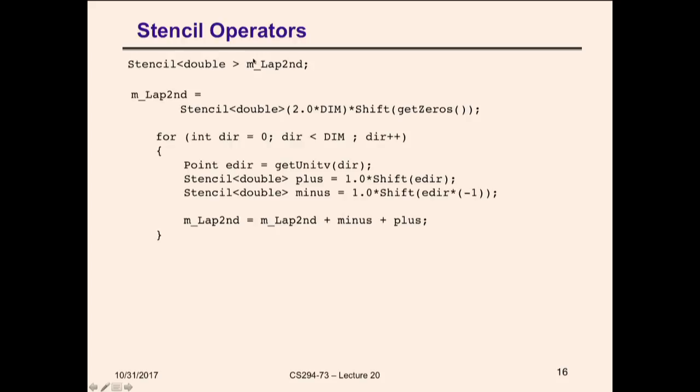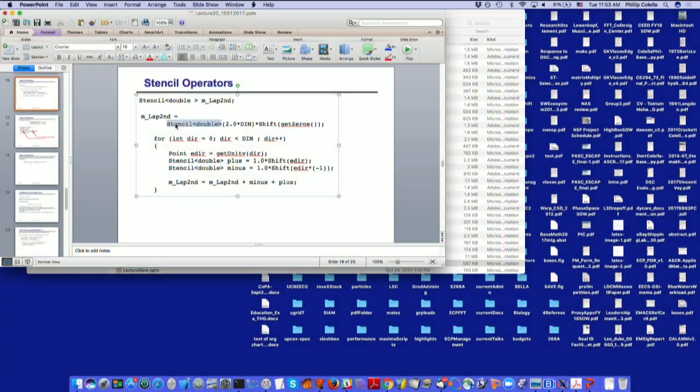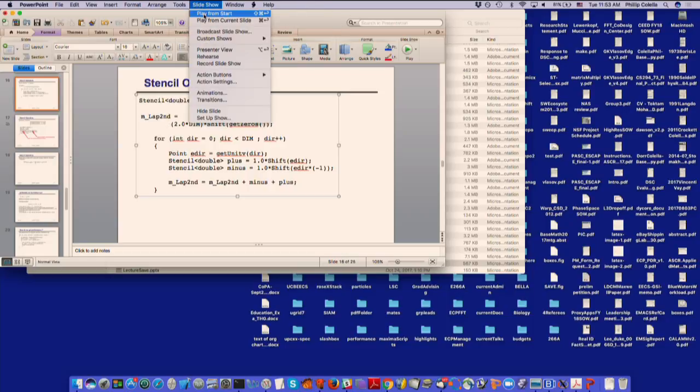M_Laplacian, so this is my second order Laplacian. So how would I build that? Well, I would start by initializing this to be the diagonal term. So this is the stencil of double, and this is probably, I changed my mind how I wanted to do this, so let me, yeah, okay, back again.